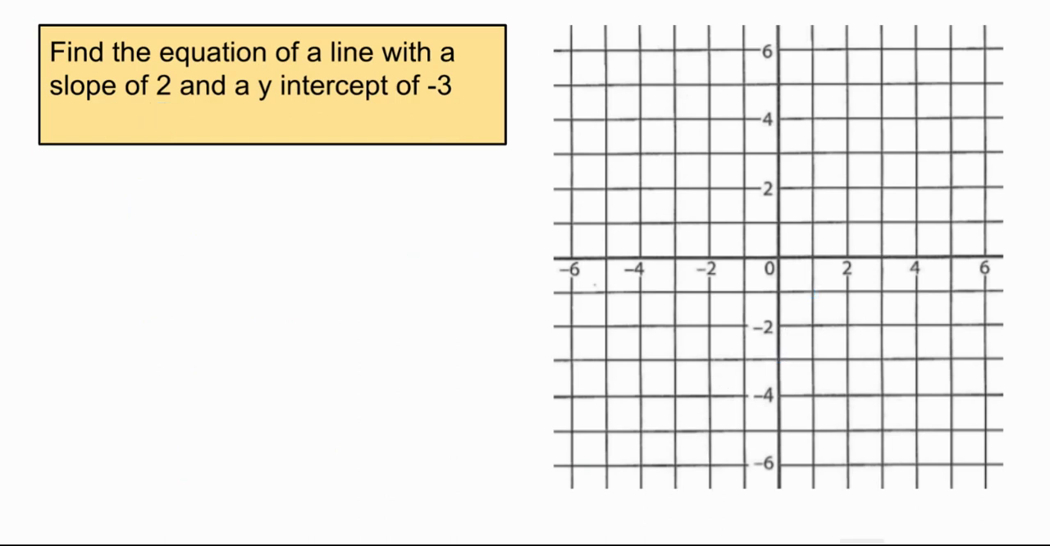So let's go to our practice problem. Very similar, find the equation of a line with a slope of 1/2 and a y-intercept of +4. So go ahead and try to do that problem. You can pause the video now and then continue to see the answer. Go ahead and pause.